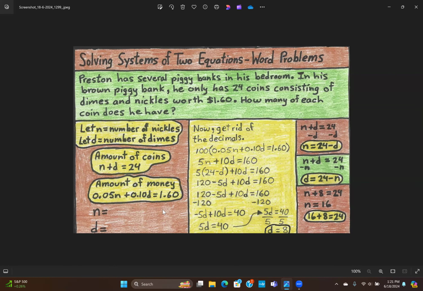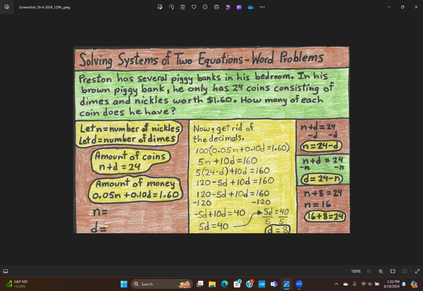And so now that we have our system of two equations, we can go to work on it. But here's the deal. Decimals kind of present a problem because they get a little confusing later on when you start working out really complex problems. And so what we're going to do, we're going to get rid of the decimals and replace them with whole numbers. And how do we do that? We're going to multiply the whole bottom equation by 100. And when we do that, we're going to distribute this 100 to the 0.05n, to the 0.10d, and even to the $1.60.